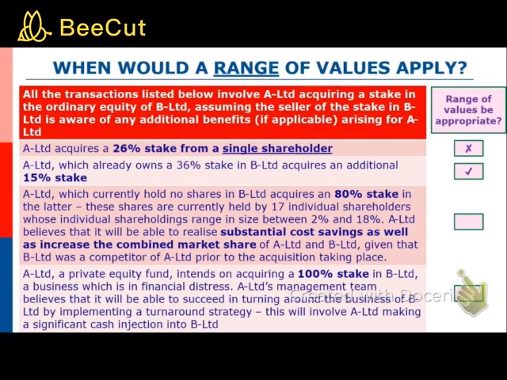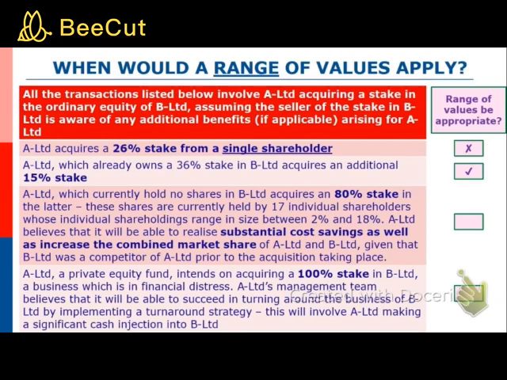Now the third one. A Limited has no shareholding in B as of yet. They acquire an 80% stake in the latter. Now, that 80% stake would give any buyer of that stake control. Okay? And so any buyer would be expected to pay a control premium. However, I'm giving you some more information here. These shares are held by 17 different shareholders, holding respectively between 2% and 18% of the shares. Does any of those shareholders have a controlling stake on their own? No. And so the dynamic here becomes very interesting.